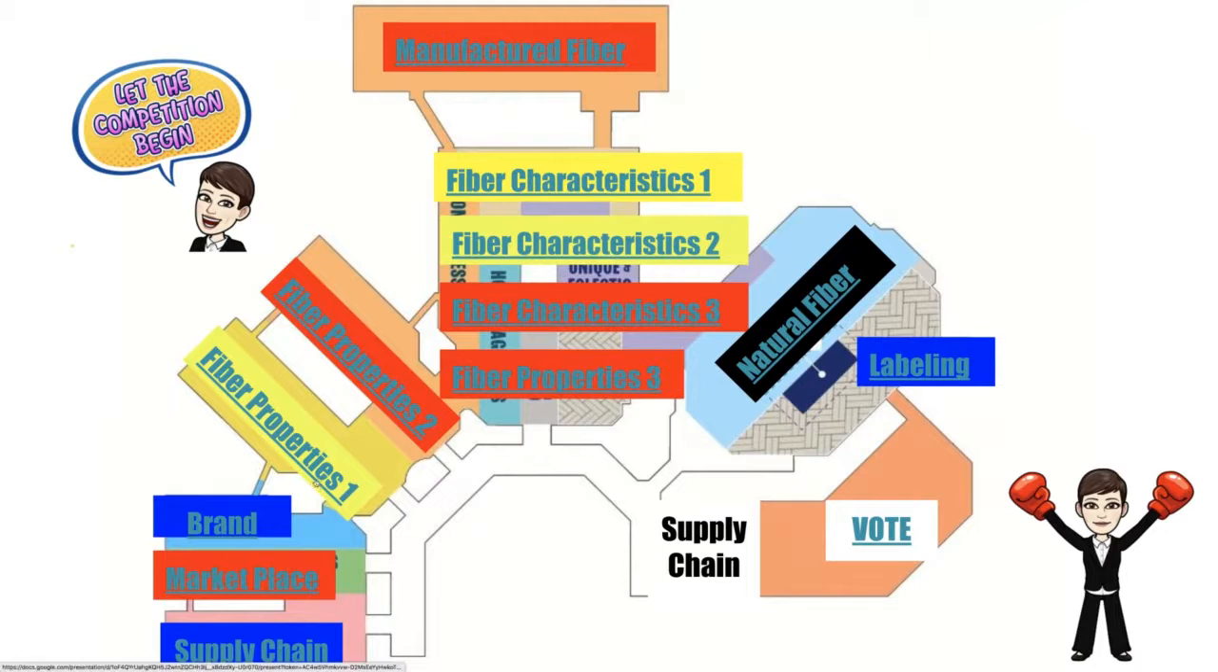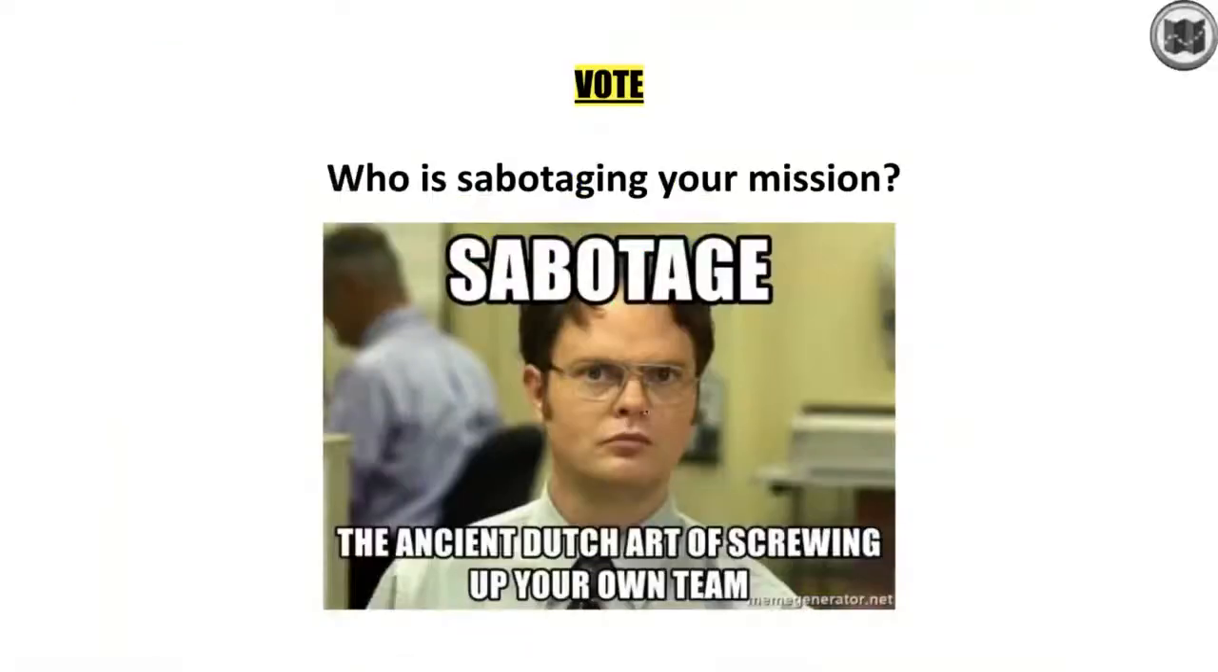That's a great question. The other thing I want to show is the voting. We mentioned that voting is optional, so after every 2 rounds, I would say, okay, class, do you want to vote? If they wanted to vote, then we click vote, and who is sabotaging your mission? I have a little meme here: sabotage, the ancient Dutch art of screwing up your own team. This is when the students would say, I have one vote that I think Patrick is the saboteur, or one person might say Mikhail is the saboteur.